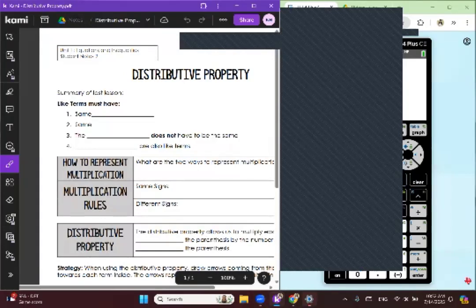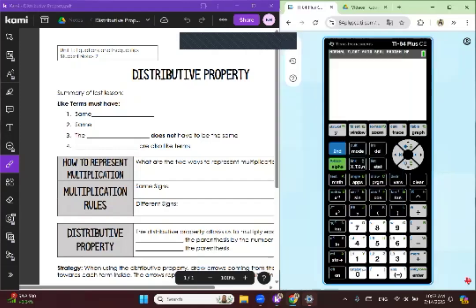The distributive property is something that should have been taught in seventh grade, either pre-algebra or math, but I don't know if there was a lesson incorporating the distributive property. So that's why I feel like it is important to go over it, just in case you did not learn it to begin with.